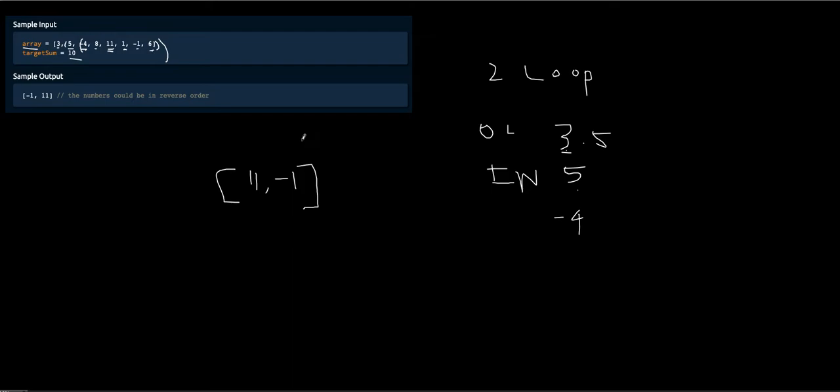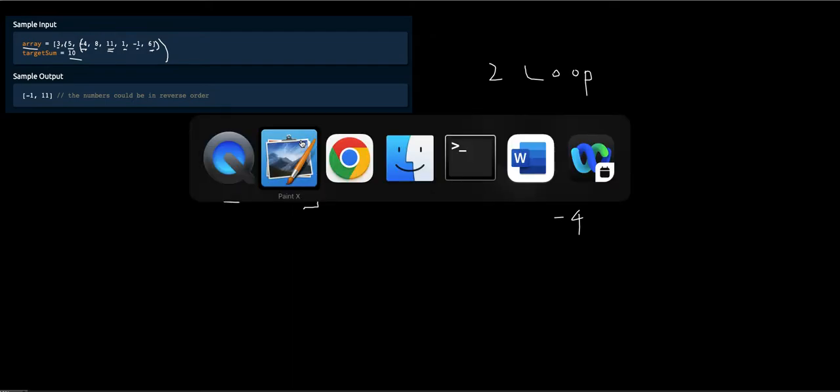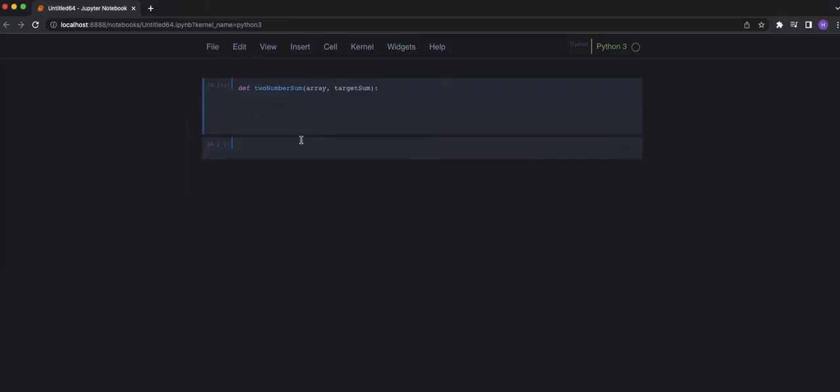So how do I code this in my function? In this case, I'm using Jupyter Notebook. You can use any editor of your choice where you are comfortable.